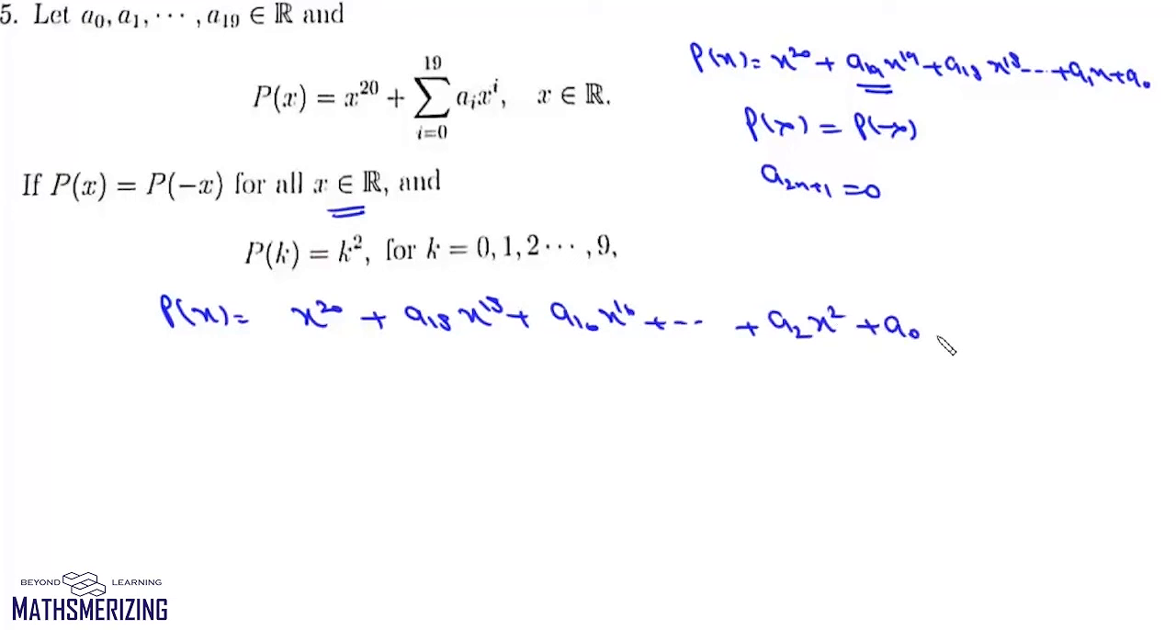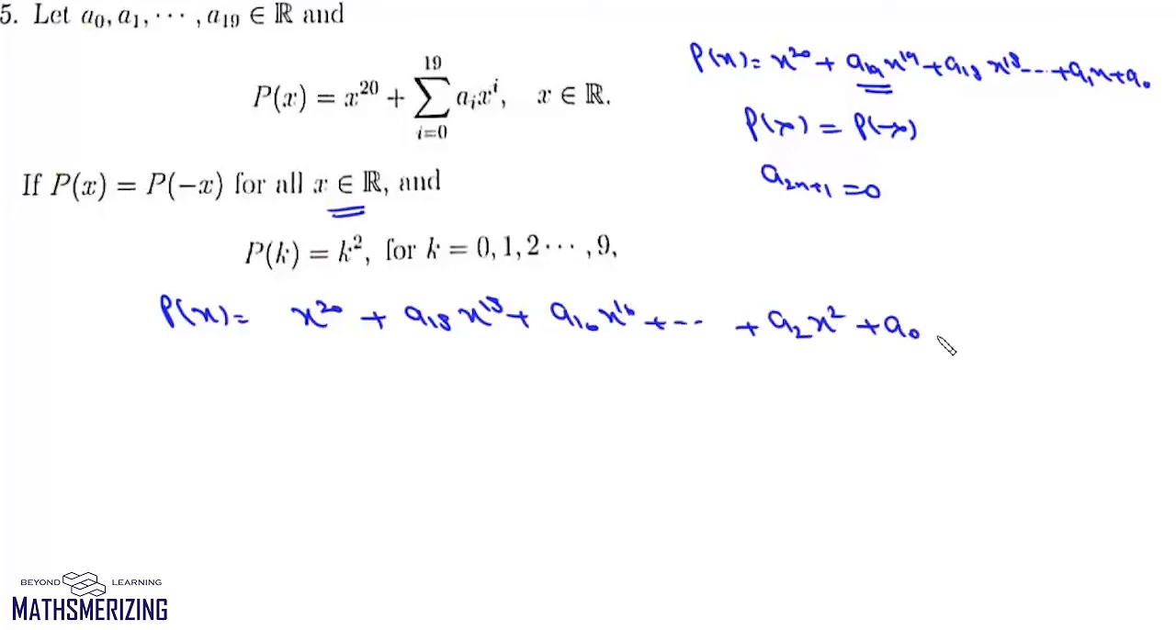Now we are given that p(k) equals k square for k equals 0, 1, 2 up to 9. Now what we'll do is we'll consider this equation, which is p(x) minus x square equals 0. Now this equation has 10 real roots, namely 0, 1, 2 up to 9. Now since p(x) is a polynomial with even powers and x square is also even, that means if alpha is the root of this equation, then minus alpha will also be the root of this equation. So the roots of this equation must be plus minus 0, plus minus 1, plus minus 2, up to plus minus 9. Now degree of this equation is 20, and now we have 20 roots of this equation.